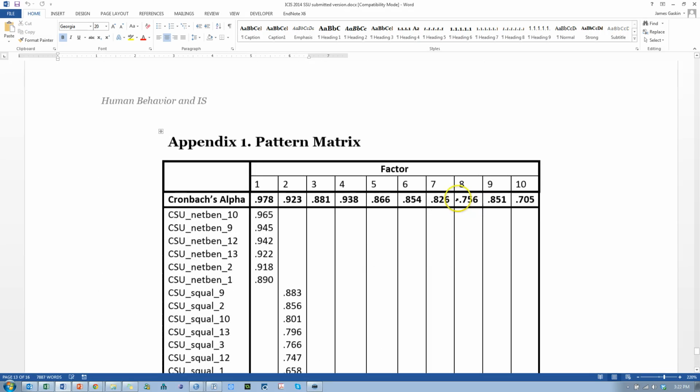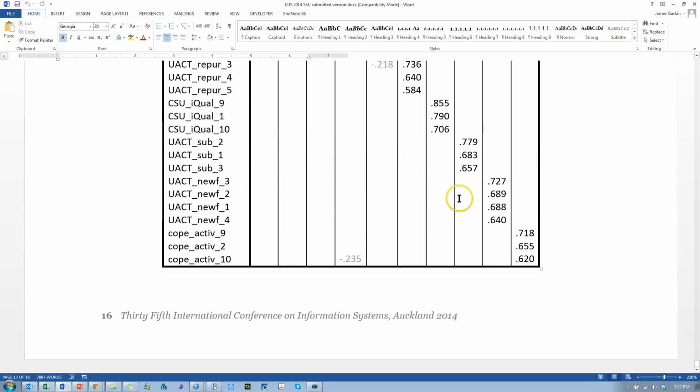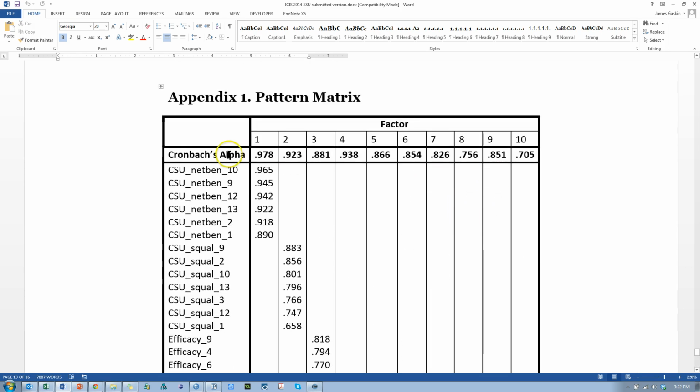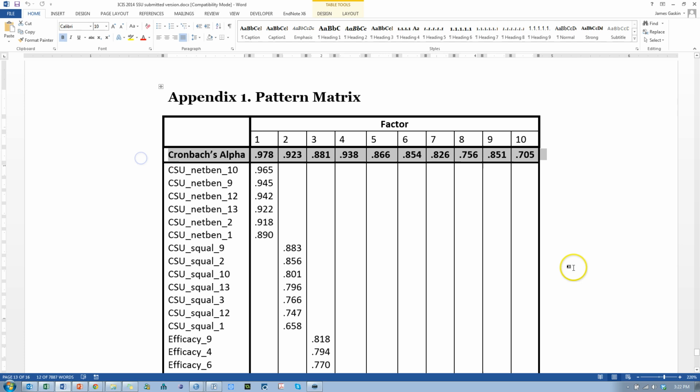Here we go. So here's our pattern matrix, which is the only thing I stuck in the appendix, by the way. The only thing. You don't need a ton of stuff down here. But here's the Cronbach's alpha. I just added it to the pattern matrix. So that's a convenient way to do it. Just make sure it is bolded or somehow highlighted, or else nobody will catch it.